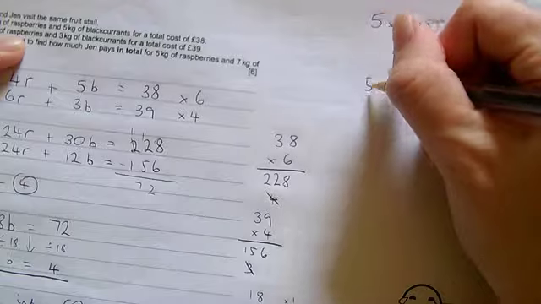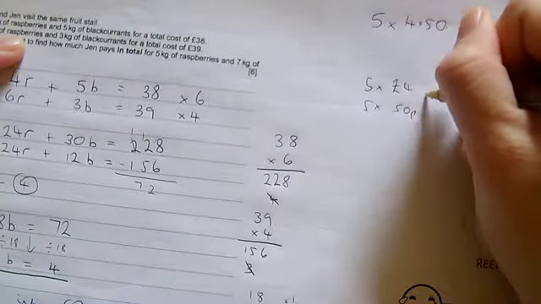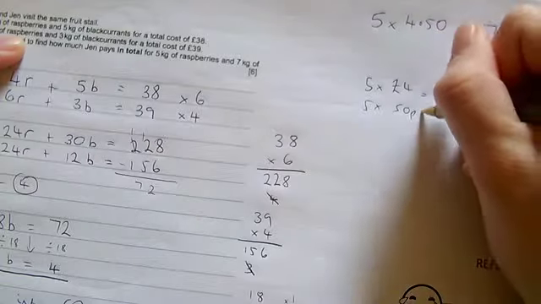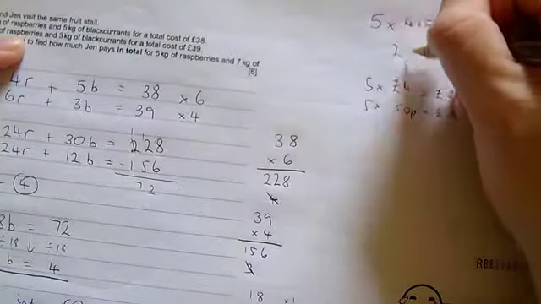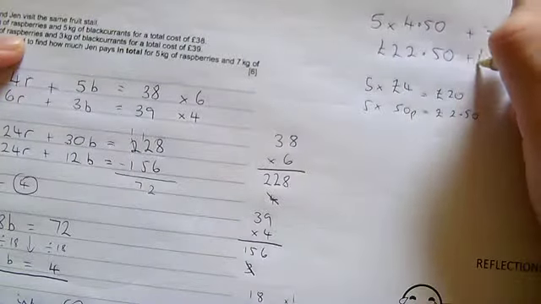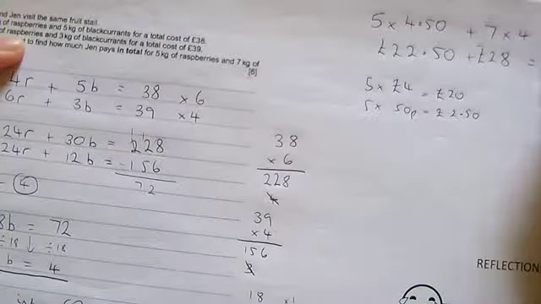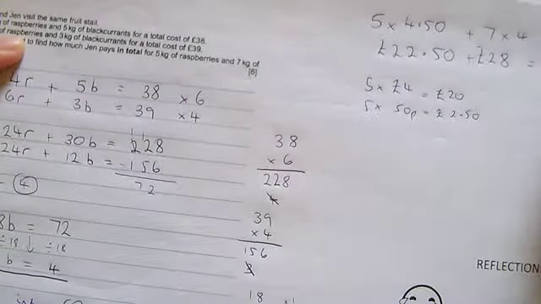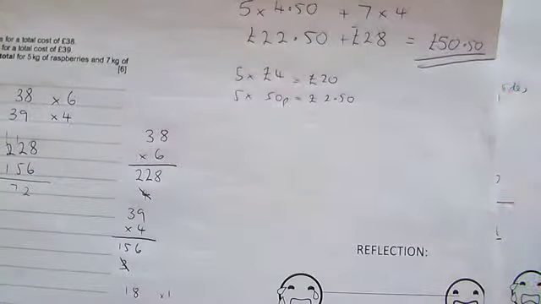This 7 times 4 bit is easy enough, that's 28. Then 5 times £4.50. I'm going to do 5 times the £4, which gives me £20, and 5 times the 50p, which gives me £2.50. So that's a total of £22.50. Add £28 will give me a total of £50.50. But again, you could use column addition from there.